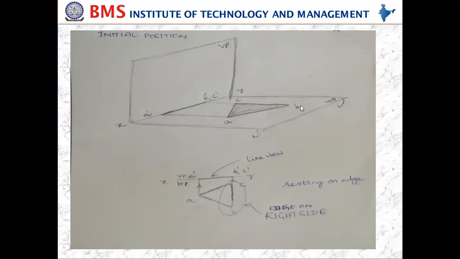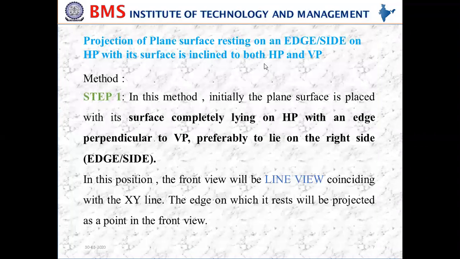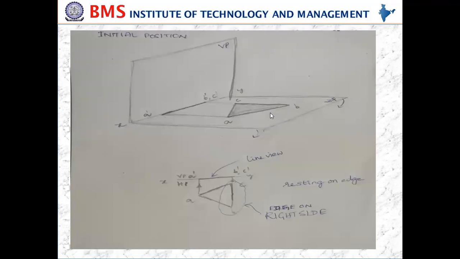As it is inclined to both the planes, resting on condition as based on HP, the lamina which I have told is here, it is resting on an edge or side on HP. Edge in the sense, AB is called edge, BC is called edge, AC is called edge. A, B, C are called as vertices or corners. AB is called as edge or side. BC is called as edge or side. CA is called edge or side.